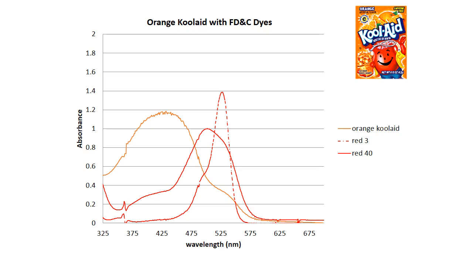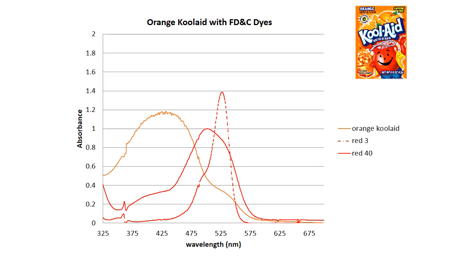The orange Kool-Aid actually has this large peak from the yellow dye, and then it has a very small peak from the red dye. And part of the problem is the red dye and the yellow dye, their peaks are so close to each other that they almost look like one giant blob. And so this one's really hard to analyze, I would say.